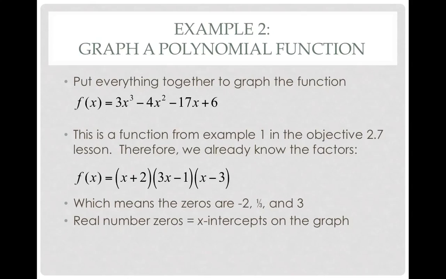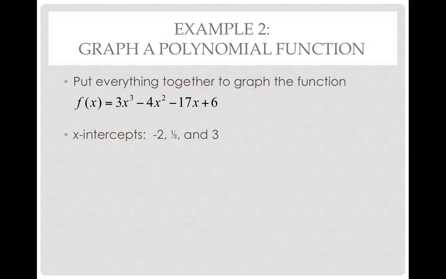Any real number zero is the same as an x-intercept on the graph. That goes back to those 4 equivalent statements again. Okay, zeros and solutions are the same. Zeros and solutions can lead us to factors, and real number zeros can be seen as x-intercepts on the graph. So that means my zeros of negative 2, 1/3, and 3 are also going to be the x-intercepts on my graph.